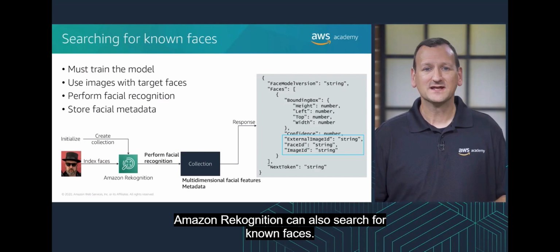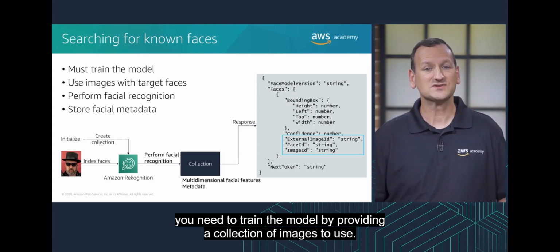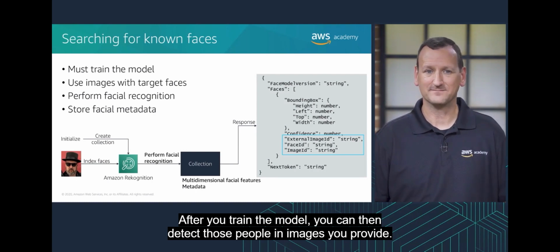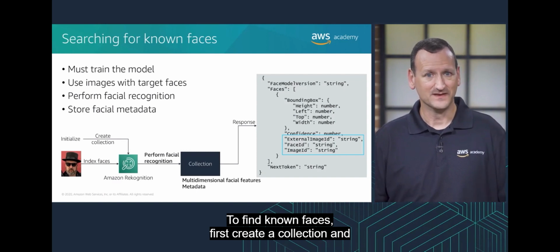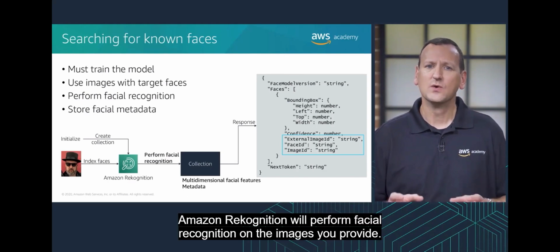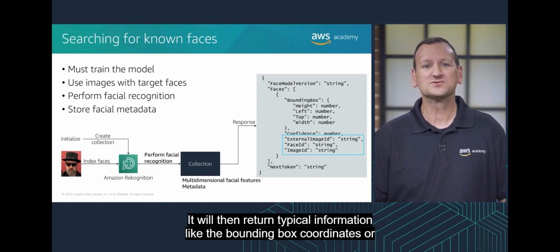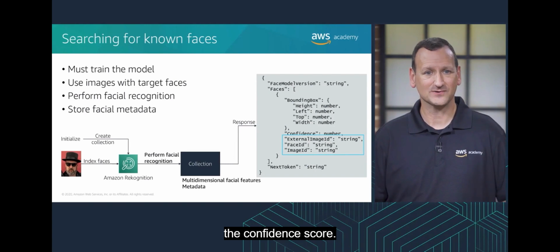Amazon Rekognition can also search for known faces. To use this feature, you need to train the model by providing a collection of images to use. After you train the model, you can then detect those people in images you provide. To find known faces, first create a collection and add faces to the collection. Amazon Rekognition will perform facial recognition on the images you provide. It will then return typical information like the bounding box coordinates or the confidence score.